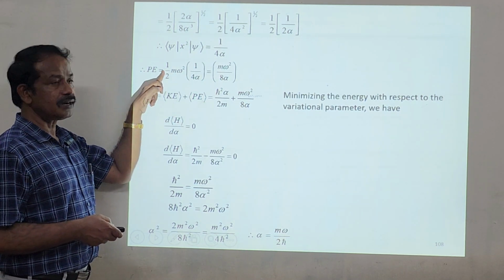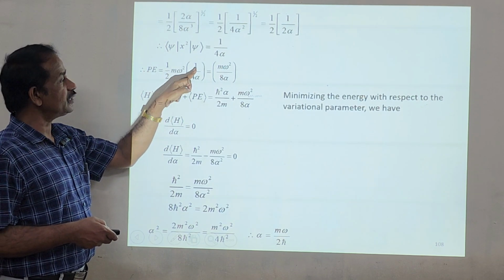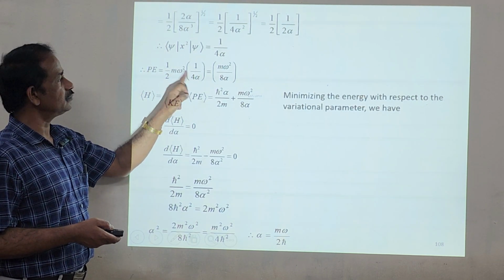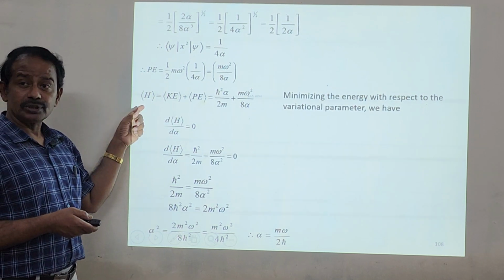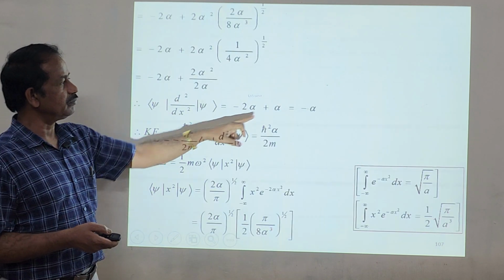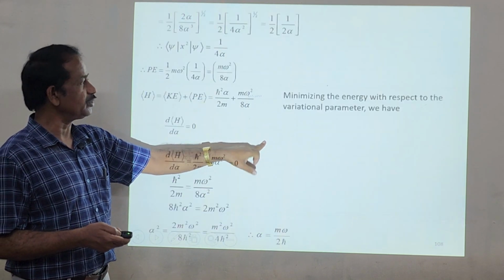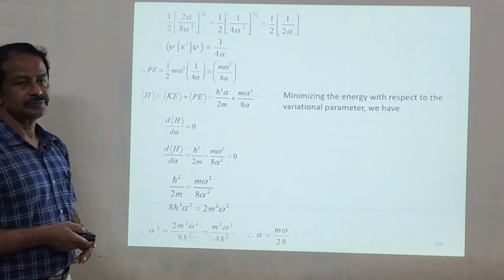Potential energy is given by half m omega squared x squared. So the answer that we have obtained for x squared is 1 by 4 alpha. Simplifying, that will be m omega squared by 8 alpha. So total energy will be kinetic energy plus potential energy. Kinetic energy expression we have already completed, h bar squared alpha by 2m. Potential energy we have just now calculated, m omega squared by 8 alpha.